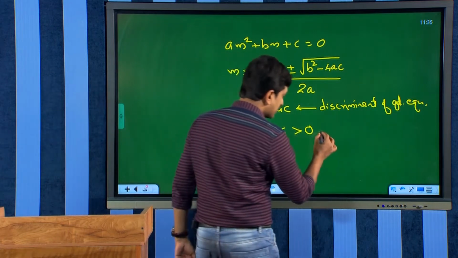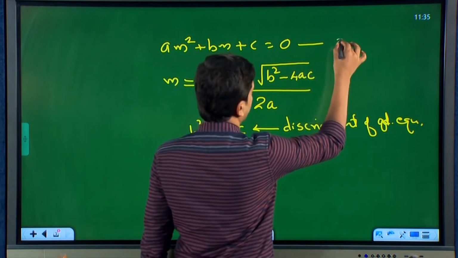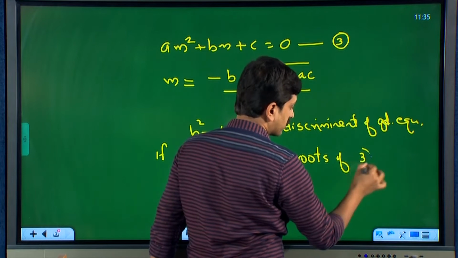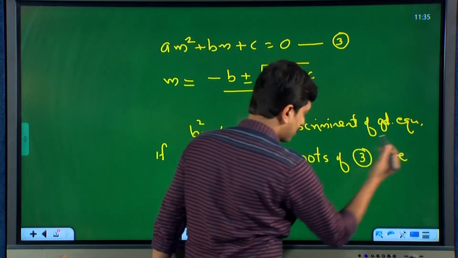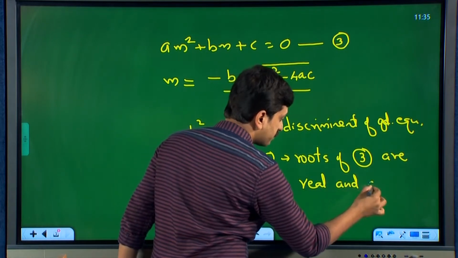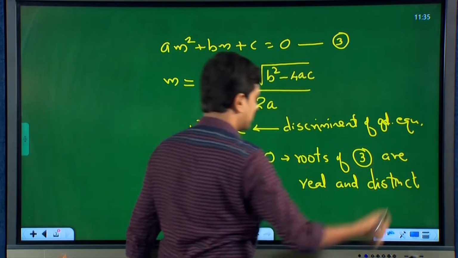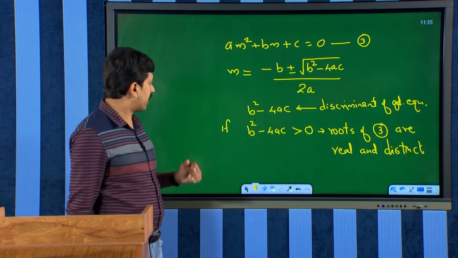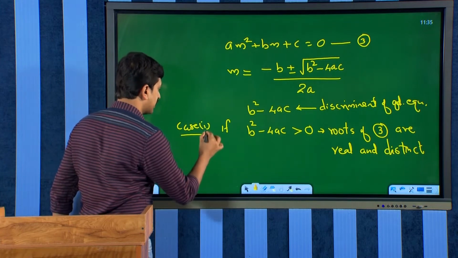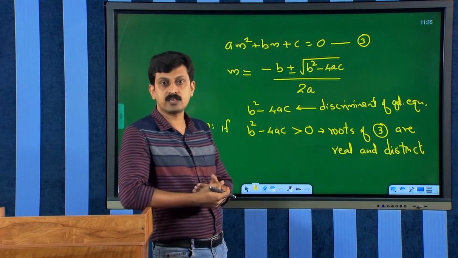Therefore, in this case the roots of quadratic equation 3 are real and distinct. Okay, fine. So this is case 1. We can consider this as case 1 for finding the solutions of this quadratic equation.